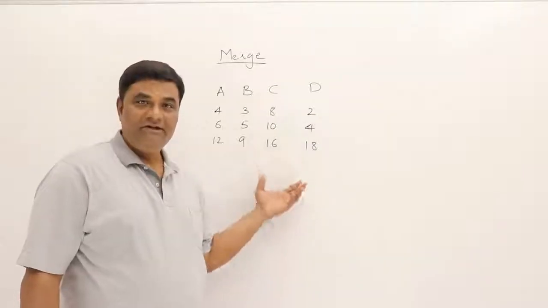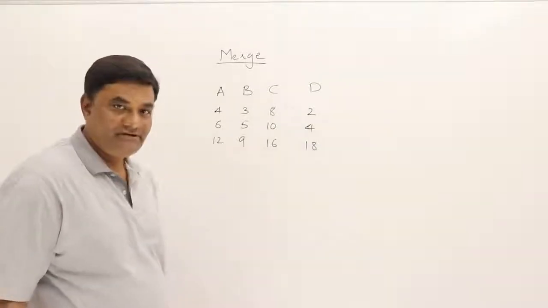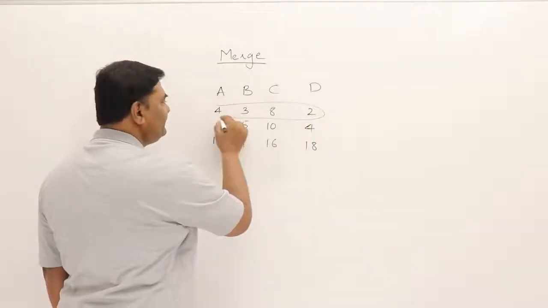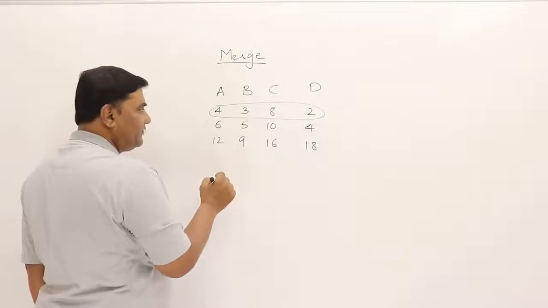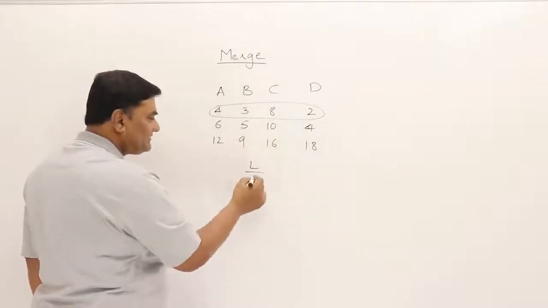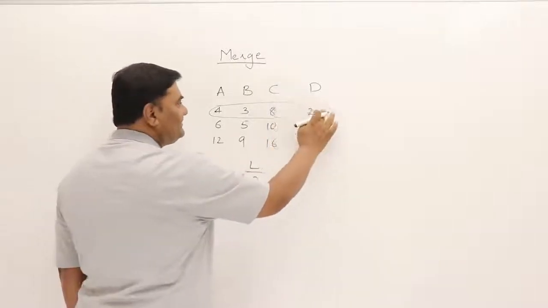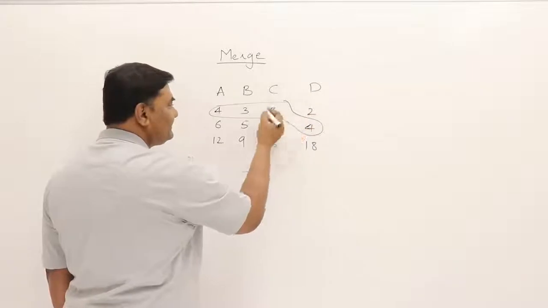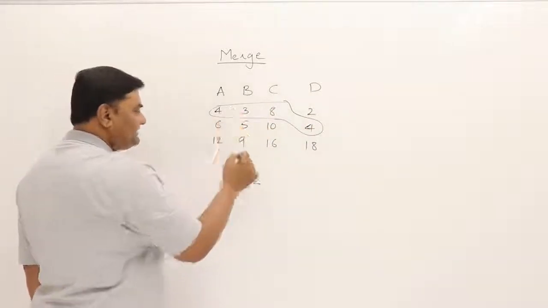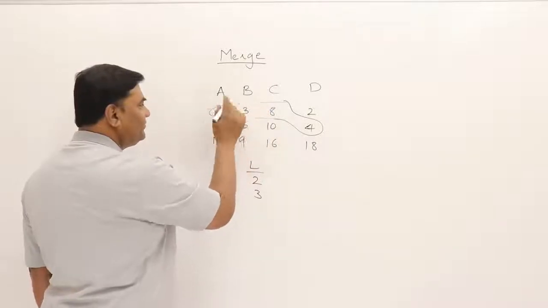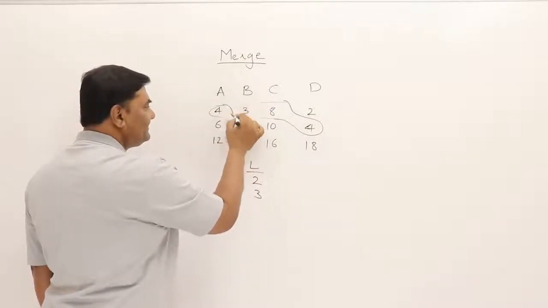Now here I have multiple lists. Let us see how I can merge them. I can compare the first elements of all these lists and copy the smallest one. As 2 is smaller, I can copy 2 into the final list. Then as this is taken, I should go on to the next element of this list. Now the smaller one is 3, copy this 3. Now as I have already taken this one, I should go to the next element of this list.